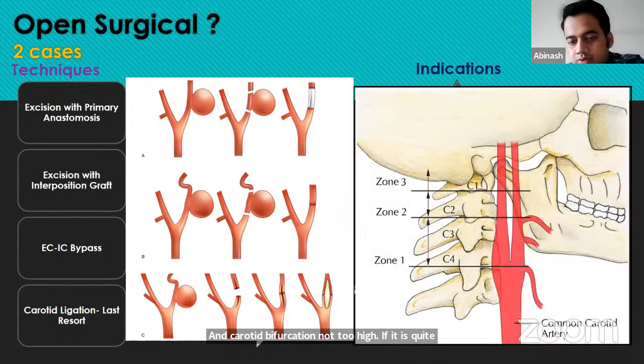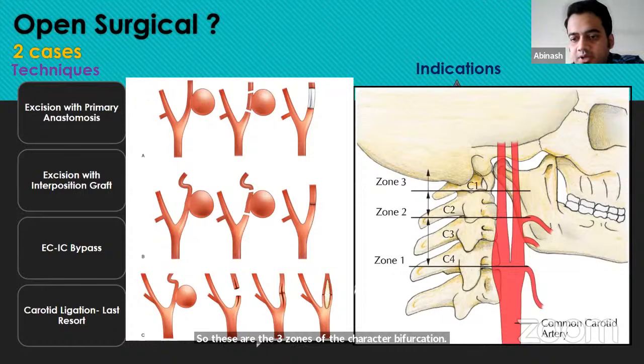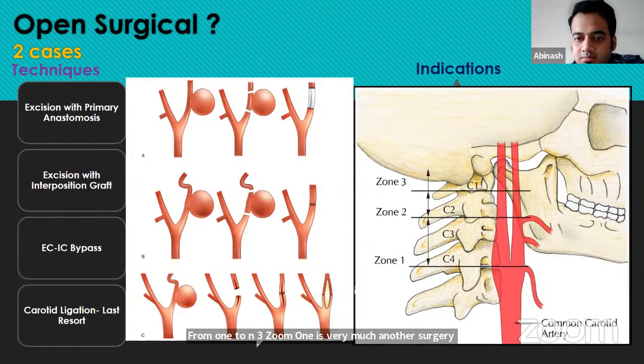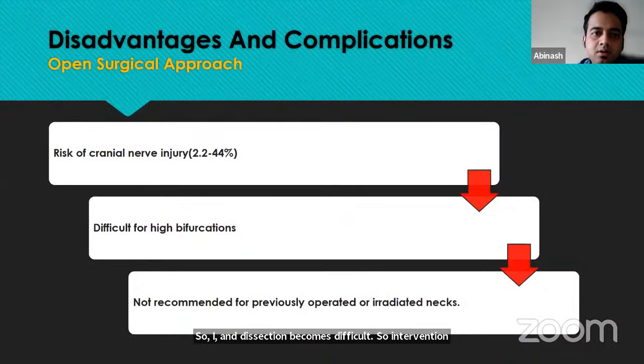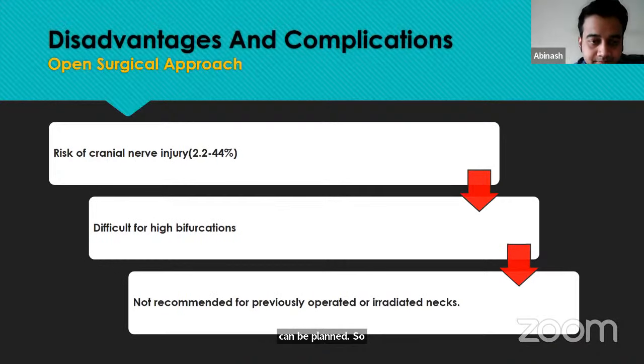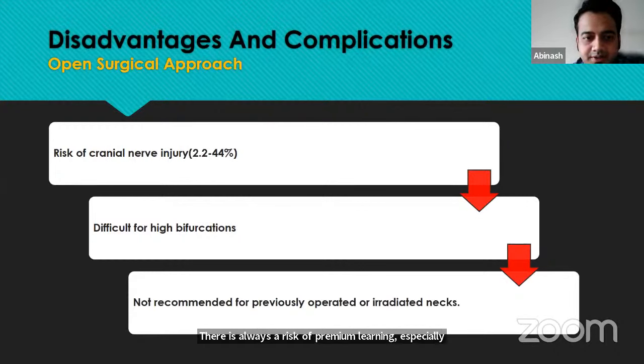So these are the three zones of the carotid bifurcation, from 1, 2, and 3. Zone 1 is very much amenable to surgery, whereas 2 and 3, being higher bifurcations, make surgery and dissection difficult. So intervention can be planned. So what are the complications and disadvantages? There is always a risk of cranial nerve injury, especially in high bifurcations of the carotid. Mostly the hypoglossal nerve and the spinal accessory, and even sometimes the recurrent laryngeal might get injured.